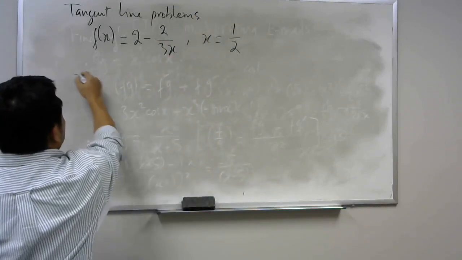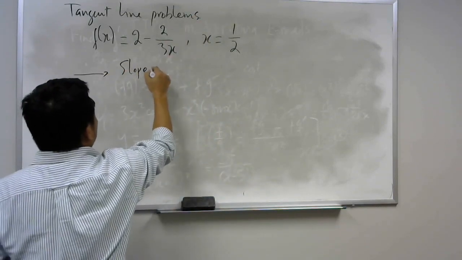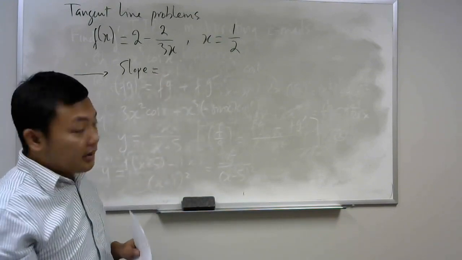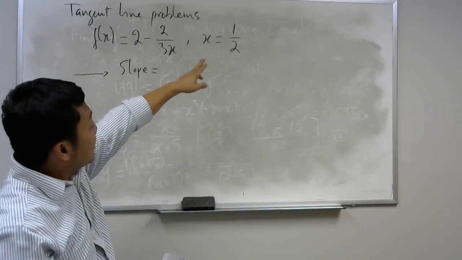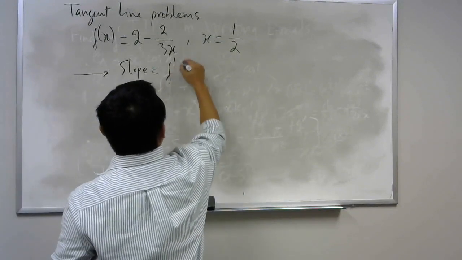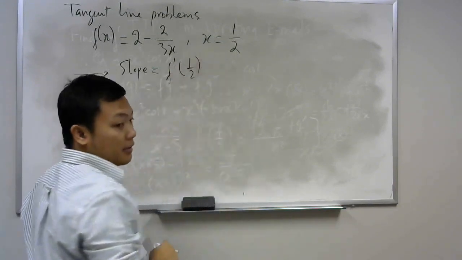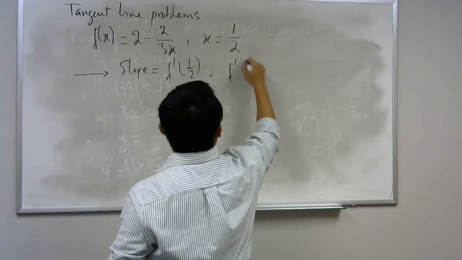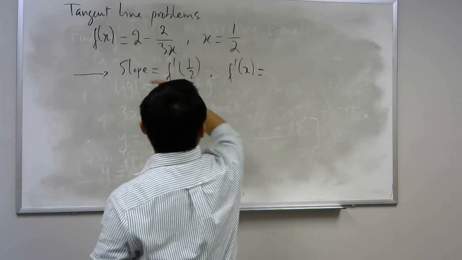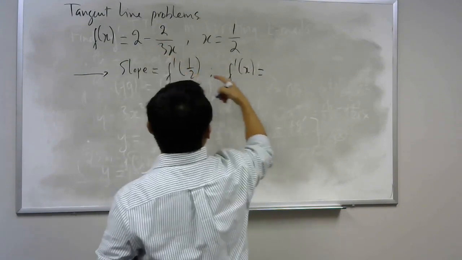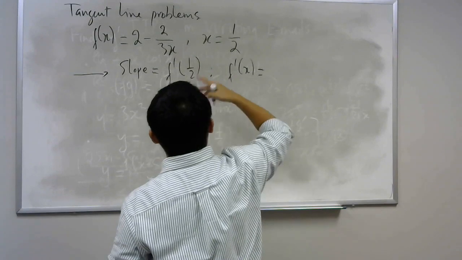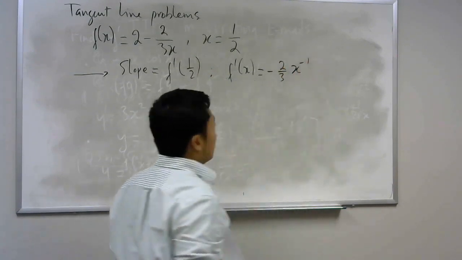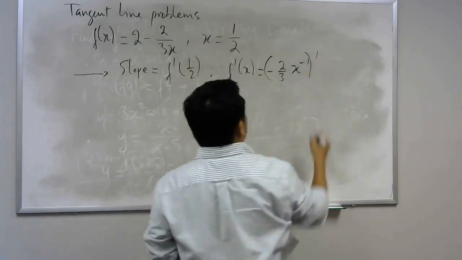So the first step you need to do is find the slope. But how to find the slope? You need to take the derivative because the slope is the derivative at 1 over 2. So that is the derivative when x equals 1 over 2. Let's take the derivative of this. f prime equals the derivative of 2 is 0, then negative 2/3 over x. So I will convert this into a power function: negative 2/3 and then x to the negative 1. And then I take the derivative of this function.